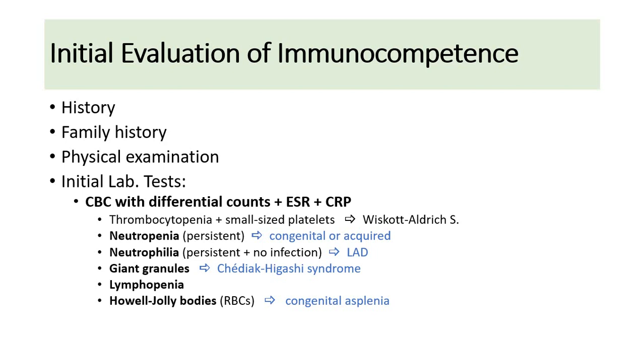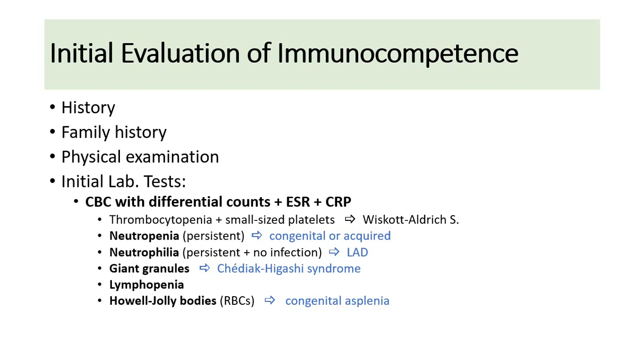When we want to evaluate for immune competence, the most important part is the history and the family history and the general physical examination. Those will lead to a strong suspicion of a given form of immune deficiency most of the time. And then we need initial labs, as we just mentioned, which include a CBC with differential count, and that can help a lot.